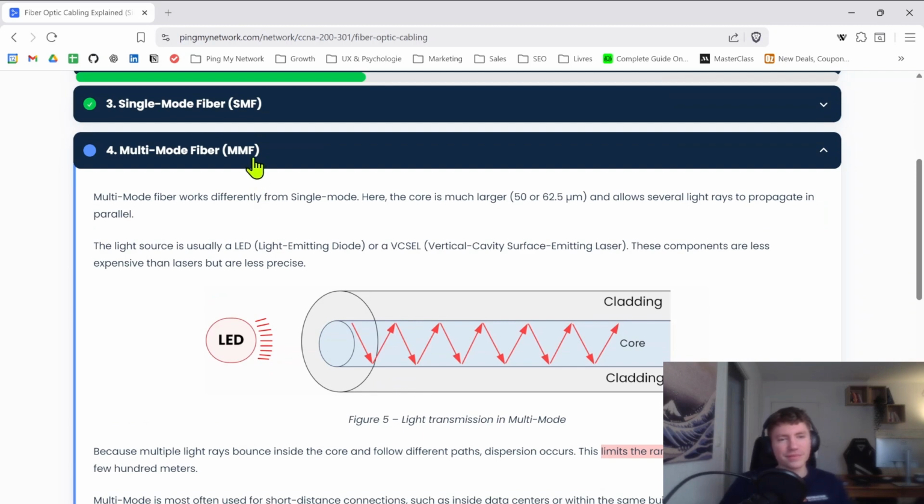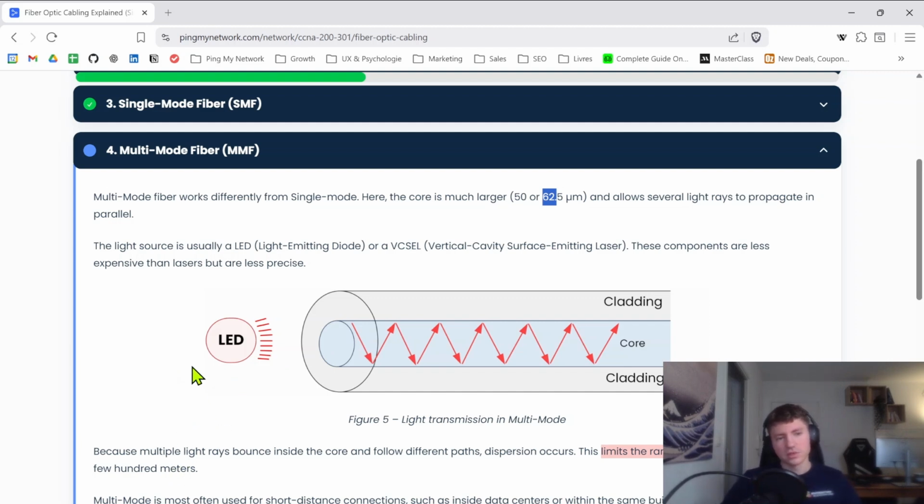Multi-mode fiber. Yes, multi-mode fiber works differently from single mode. Here the core is much larger, 50 or 62.5 micrometer, and allows several light rays to propagate in parallel. Okay, so several lights in parallel.